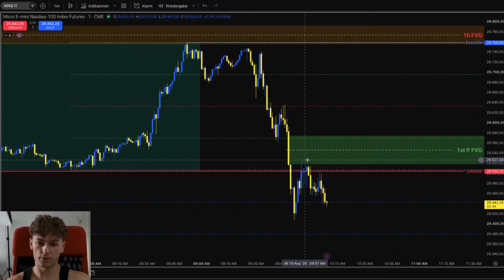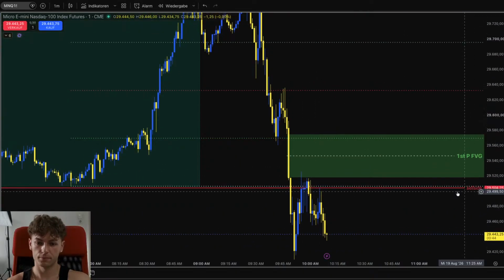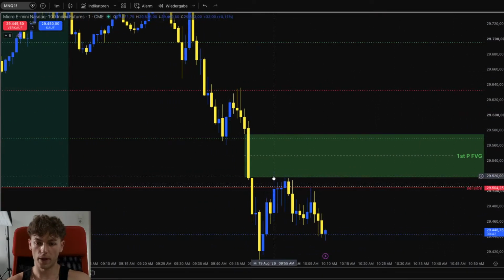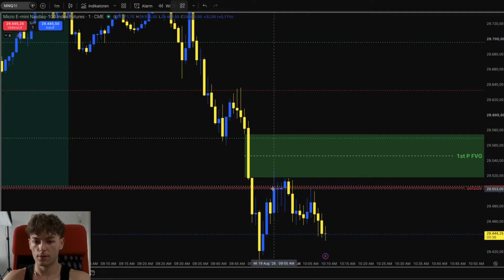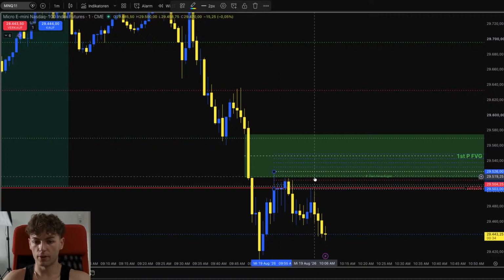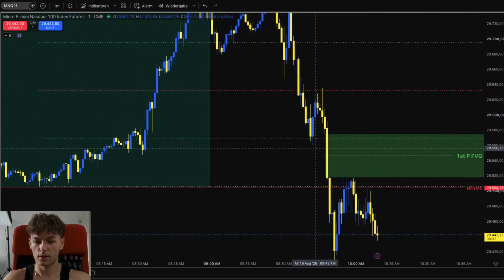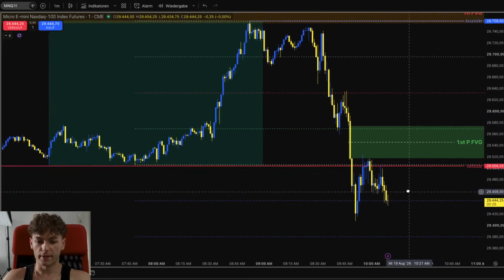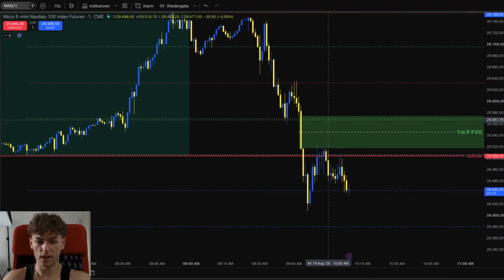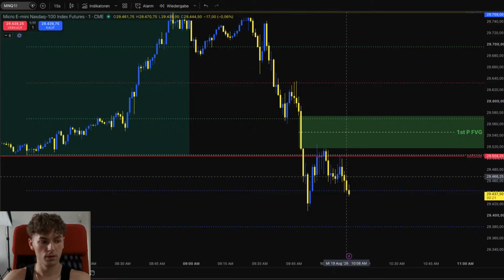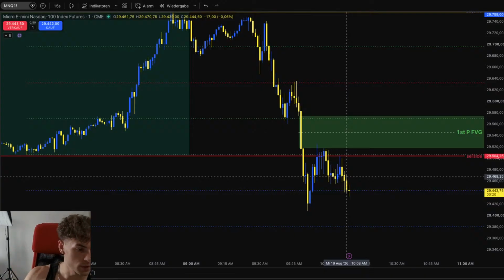It touched the first fair value gap, created a wick, and then got rejected off the wick's midpoint. So far it's respecting bearish PD arrays. So we tape read this and see how far it wants to go lower.